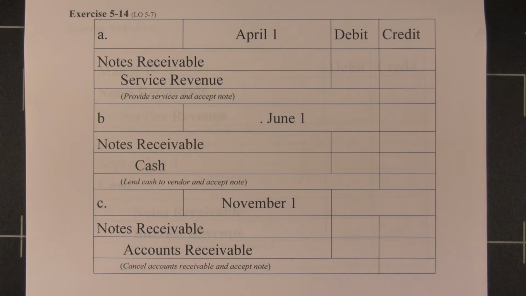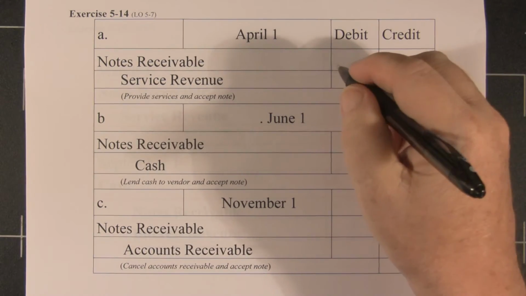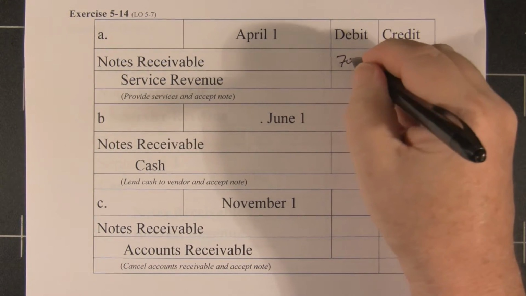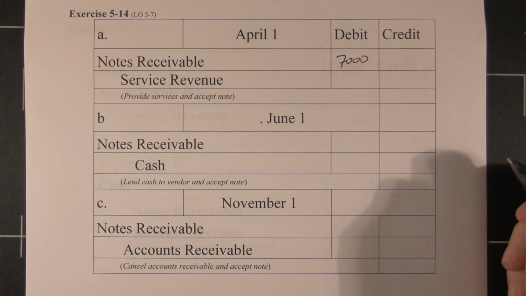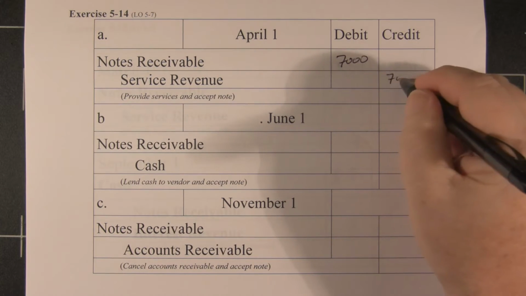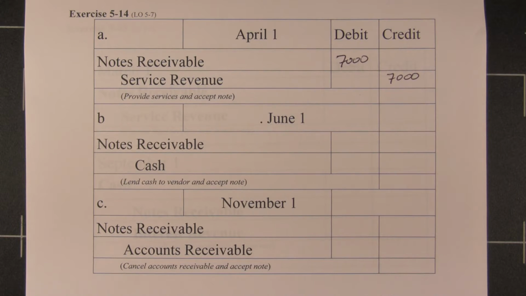Exercise 5-14: these are three of the common ways that a company ends up with a note receivable. The first one is we perform services for a company, and instead of putting it on account, they sign a note and tell us they'll pay us the balance with interest in 4 months, 6 months, whatever. But when we receive the note, we simply record it at face value, so we have a $7,000 debit to note receivable and a $7,000 credit to revenue.